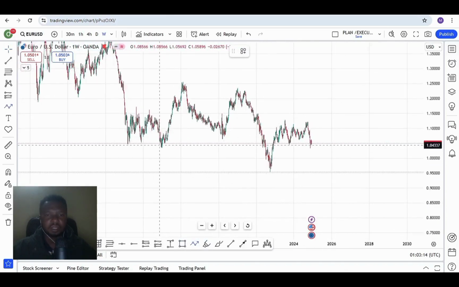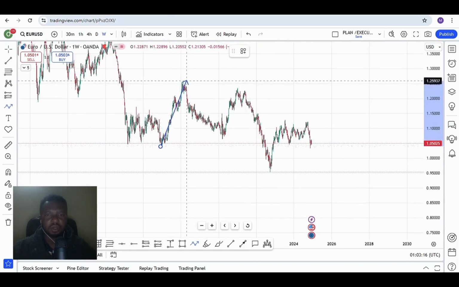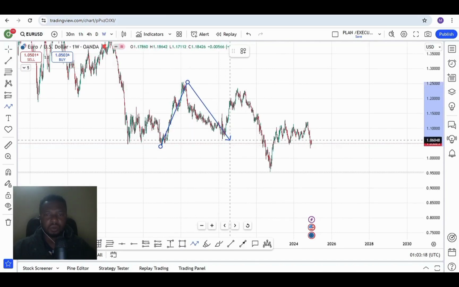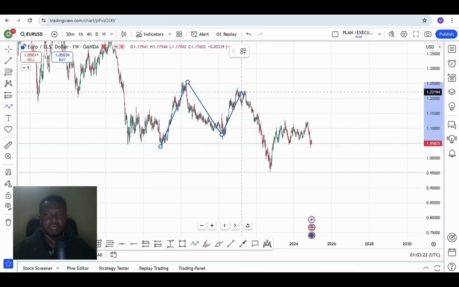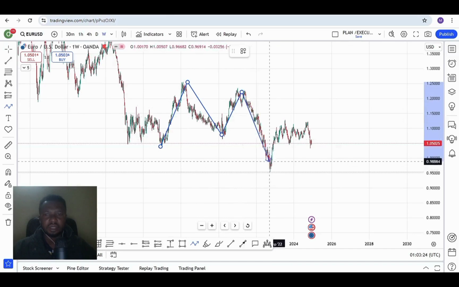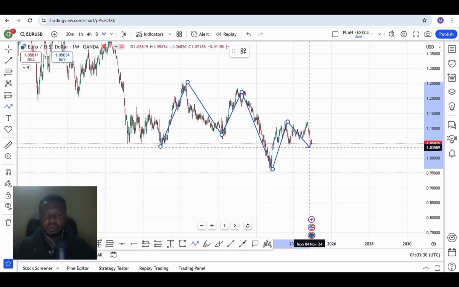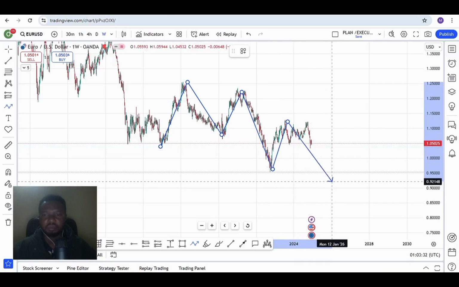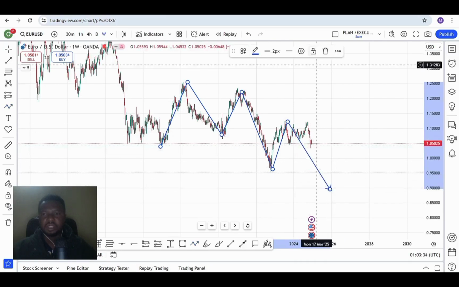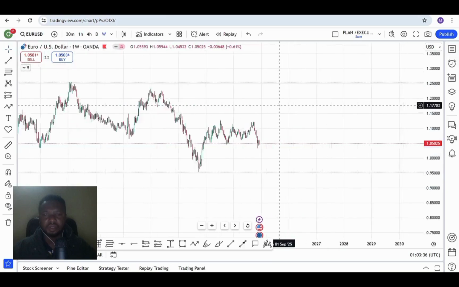So price started by printing a high here, a low, then a lower high. This high is higher than this. Then look at the drop. Okay, so we now have this high. Currently we want this push to break this low. Okay, this is on the weekly time frame.